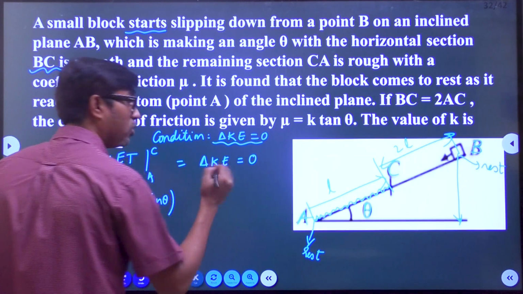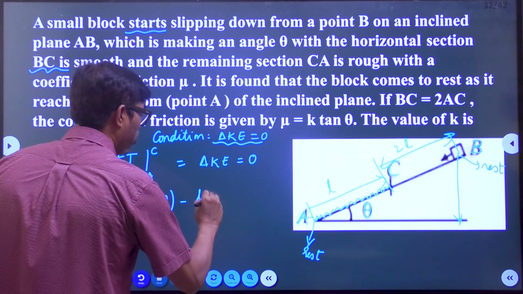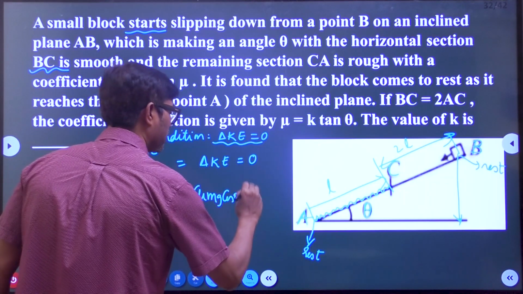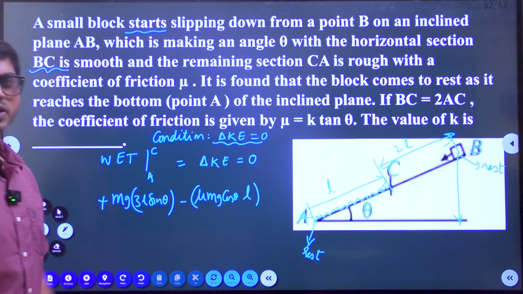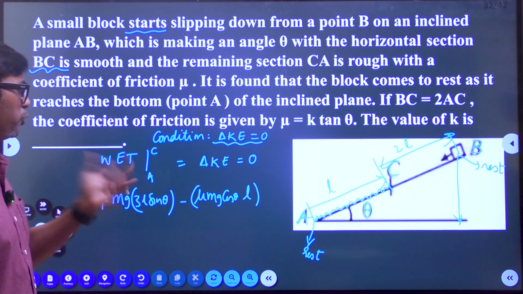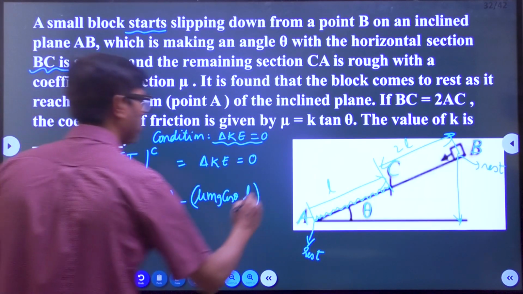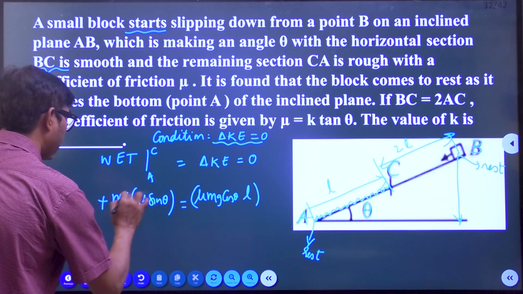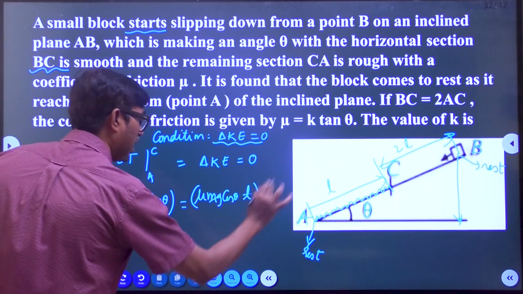Minus, work done by friction will be negative: minus mu mg cos theta into L. Right? L is the displacement of the point of application of friction there. This whole thing has to be 0. That means this must be equal. Correct, no? So mg gone.